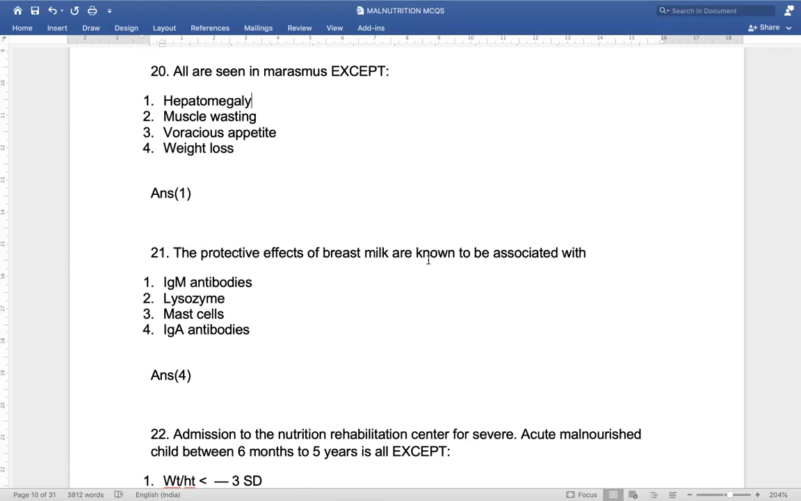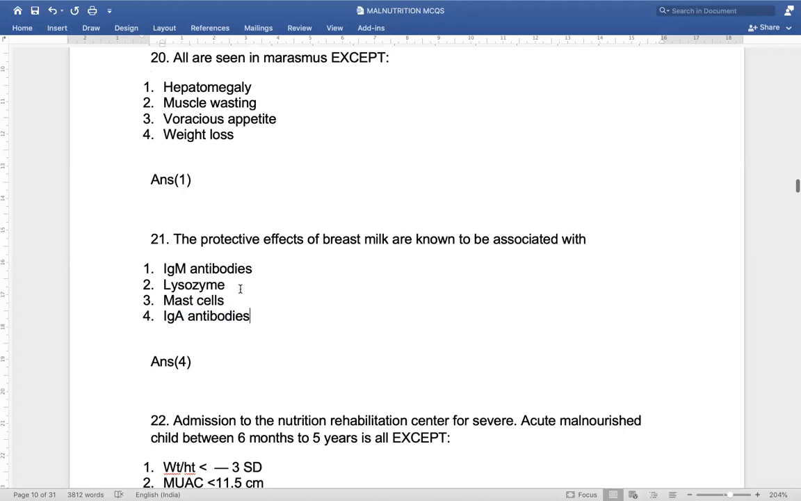The protective effect of breast milk are known to be associated with, actually the answer should be lysozyme also and also IgA antibodies. So what you can check is IgA antibodies is a suitable answer. For gut protection is mainly by IgA antibodies, whereas lysozyme in the breast milk gets absorbed and it provides systemic protection. So mast cells is nothing to do with immunity, and IgM antibodies are not transmitted via breast milk at all.